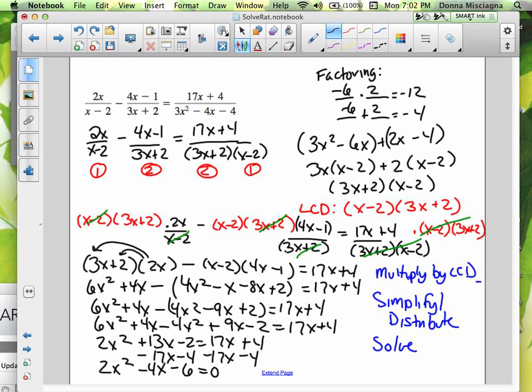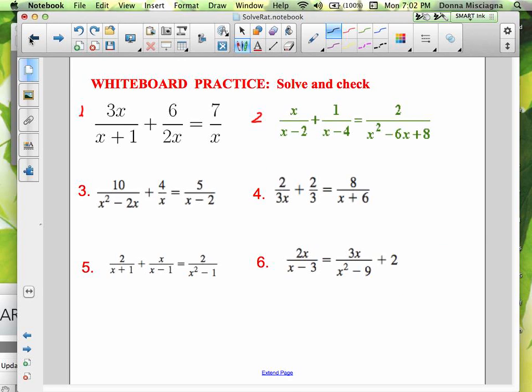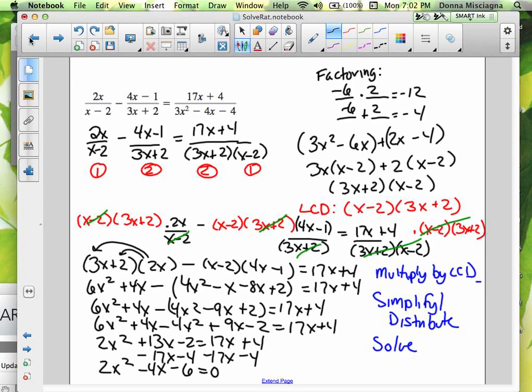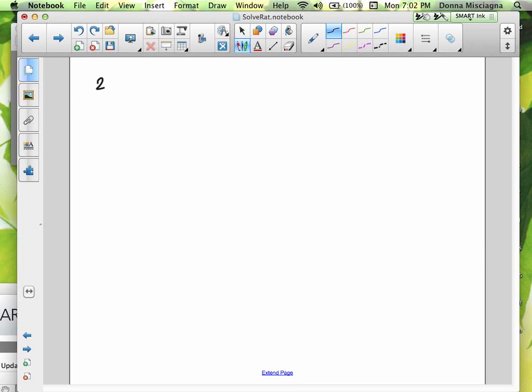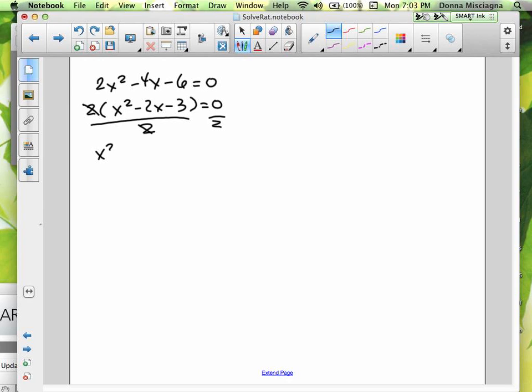So 2x squared minus 4x minus 6. All right, 2x squared minus 4x minus 6 equals 0. And now we could factor a greatest common factor. All of those are divisible by 2. So if we factor out the 2, we'll have x squared minus 2x minus 3 equals 0. And we can just divide both sides by 2. These cancel. So we have x squared minus 2x minus 3. And 0 divided by 2 is still 0.